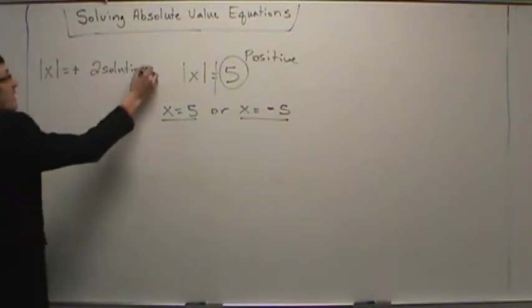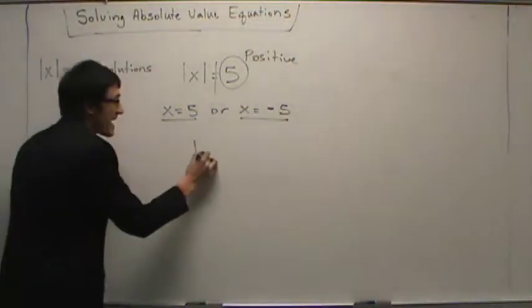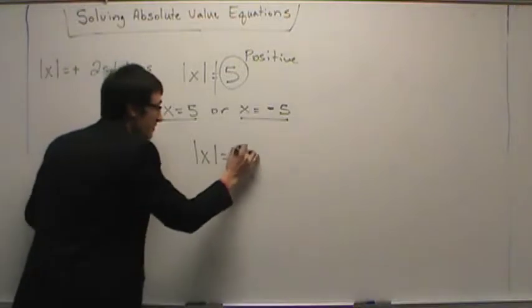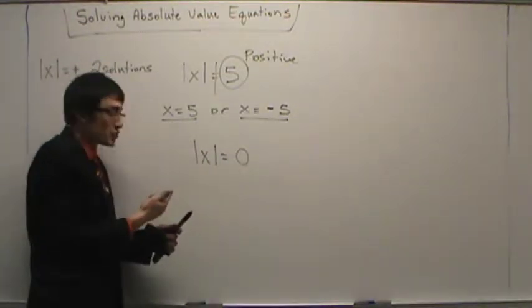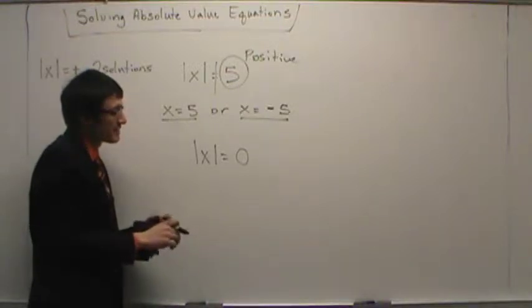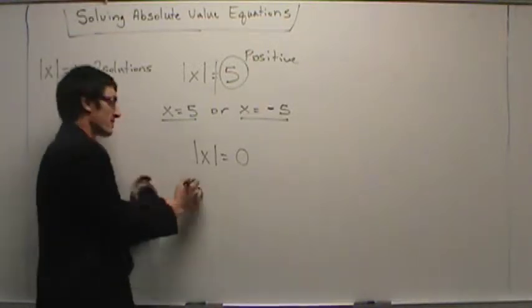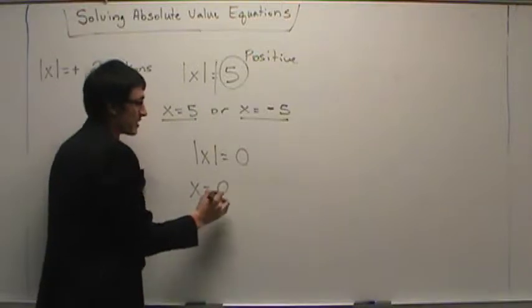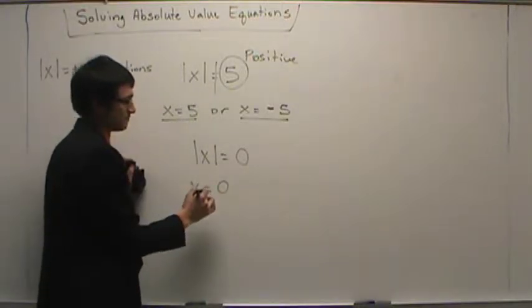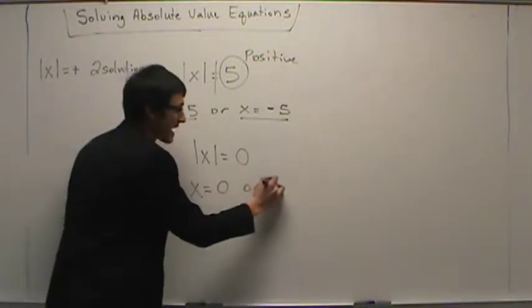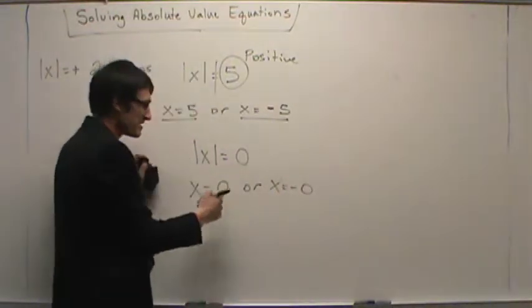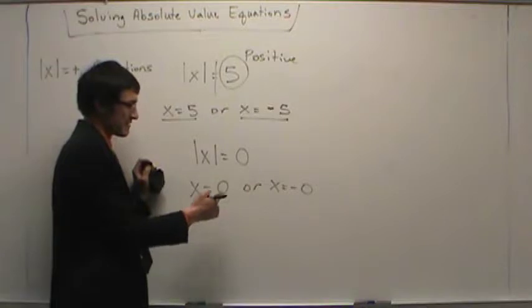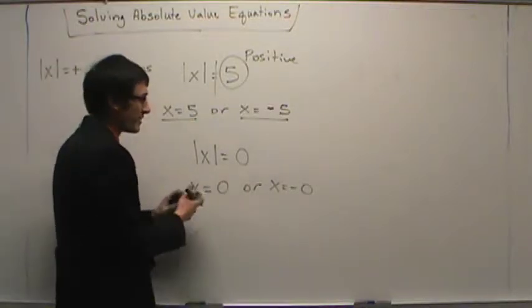Now we're going to look at the absolute value of x is equal to 0. Stop and think for a moment. What would make this true? If you look, x could be 0. X equals 0. Do we write or x equals negative 0? Opposite of 0? What is 0? 0 is nothing. Can we have negative nothing?